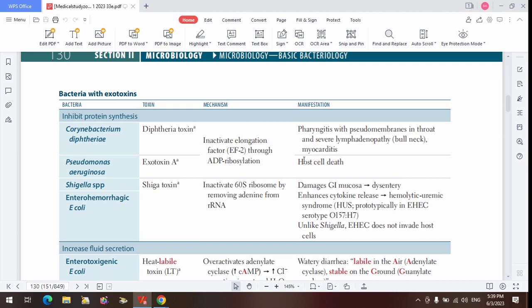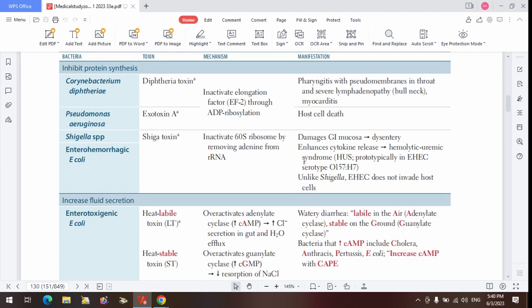They actually get it by inspiration, when they inhale the respiratory droplet. So that's how they get it. It starts within the pharynx, causes necrosis of the pharynx, and inflammation that brings about formation of the pseudomembranes, inflammation of the lymph nodes, and spreads to the heart and the nerves, causing myocarditis. So that's that about Corynebacterium.